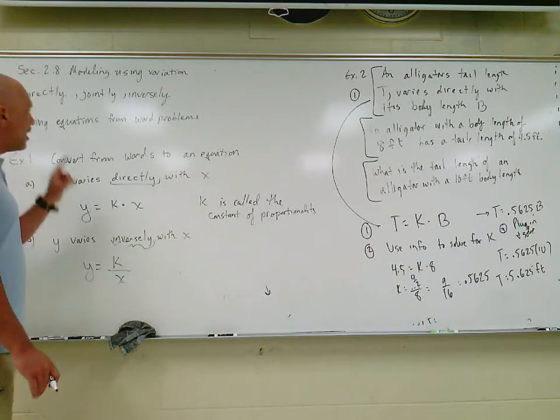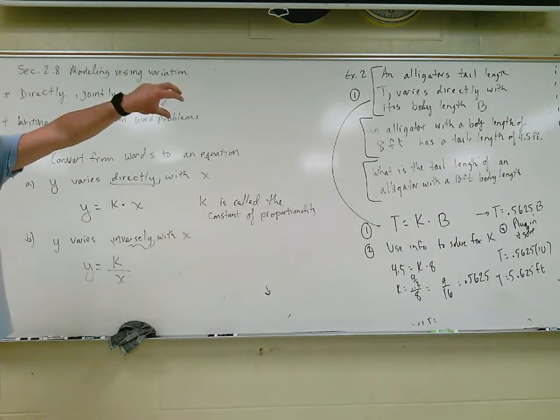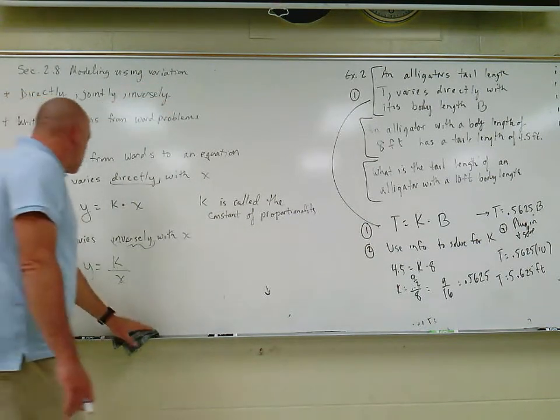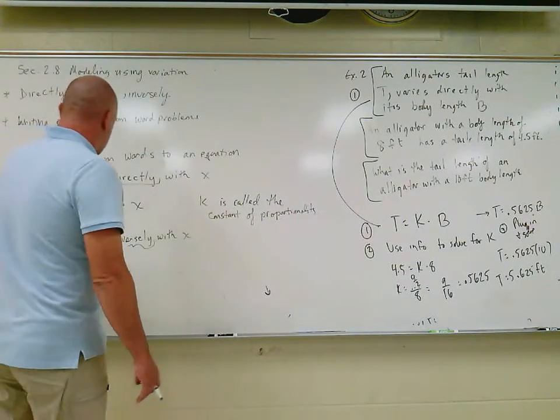All right. Now, if it uses the word jointly, then there's 2 things on the right hand side. So let's see, it could be a third sentence here. A third one could be this.